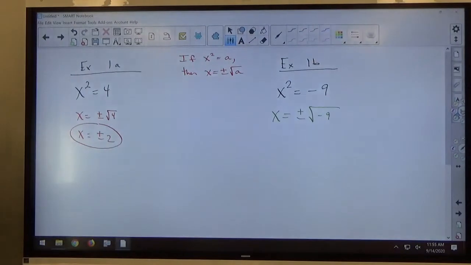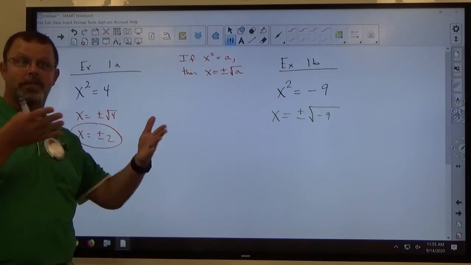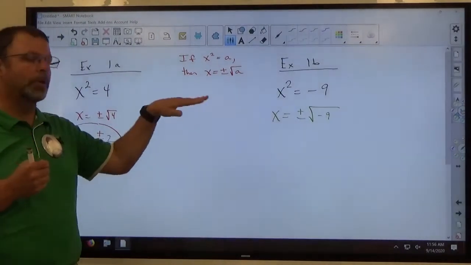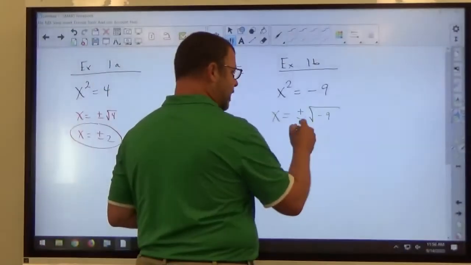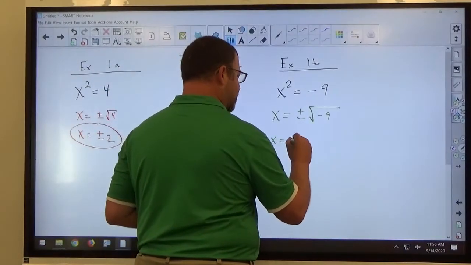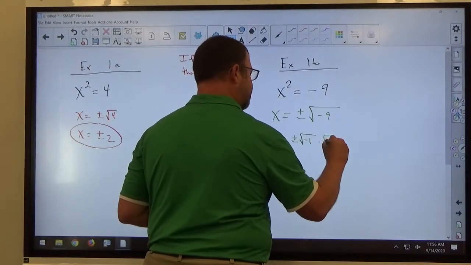That's what it should equal. But in the real world, it's not possible to multiply a number by itself to get a negative result, right? Negative times negative makes a positive, positive times positive makes a positive, positive times negative makes a negative, but if we're squaring, we're supposed to multiply the same exact thing by itself. So it's not possible to get this result in the real world. The problem is the negative sign. So if I take that out, I get plus or minus the square root of negative 1 times the square root of 9.